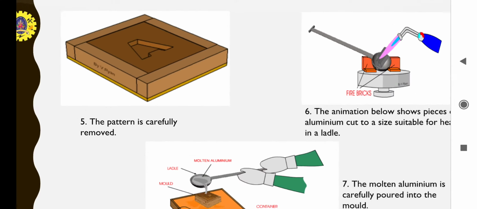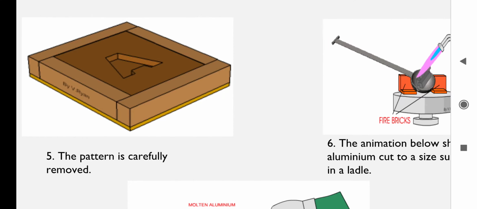So, as we discussed, pattern materials, what materials can be used for pattern? The first one is wood. In the olden days, wood was most commonly used. The most commonly used pattern material is wood. The main reasons are its easy availability, low weight, and it can easily be shaped into a desired shape.